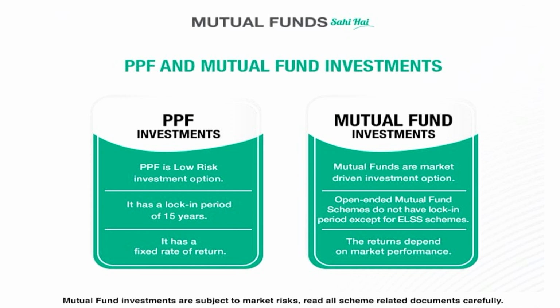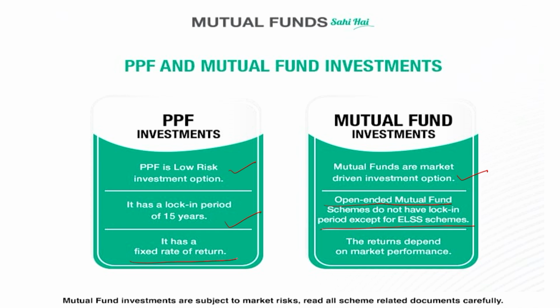So this is a comparative analysis of PPF and mutual fund investment. PPF gives you a low risk investment option, whereas a mutual fund is a market driven investment option, so risk can be low to moderate. PPF has a lock-in period of 15 years, whereas mutual funds are open-ended schemes, and many other types of schemes are available. So as per your liquidity requirements, you can choose any of these schemes to maintain your contribution.